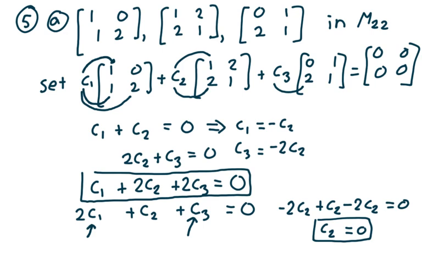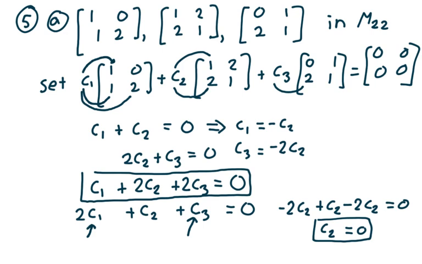5a. Now, suppose we're given this set of matrices. The first matrix is [1, 0; 1, 2]. The second matrix is [1, 2; 2, 1]. And the third matrix is [0, 1; 2, 1] in the set of all 2 by 2 matrices, so in other words, in M22. Is this set linearly independent or linearly dependent?